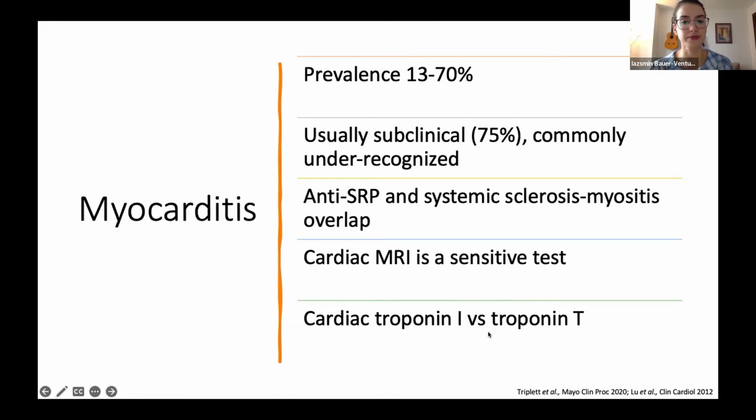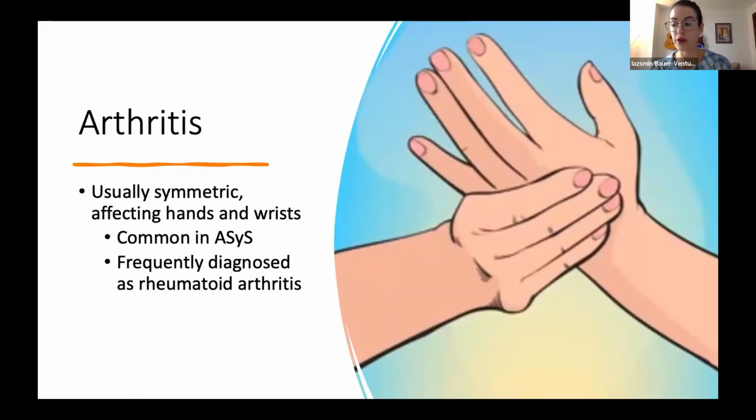Arthritis can resemble very much what we see in rheumatoid arthritis. And I cannot tell you how many patients have come to me saying they have been diagnosed with seronegative rheumatoid arthritis in the past, when they have actually an antisynthetase syndrome or dermatomyositis with a pronounced inflammatory arthritis. And the symptoms are very similar, with hands and wrists being affected. Most cases are non-erosive, although I definitely have seen in my practice erosive disease.